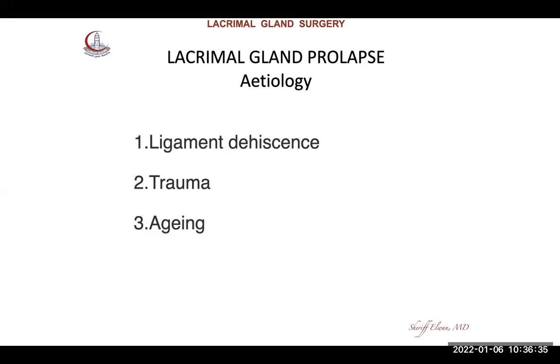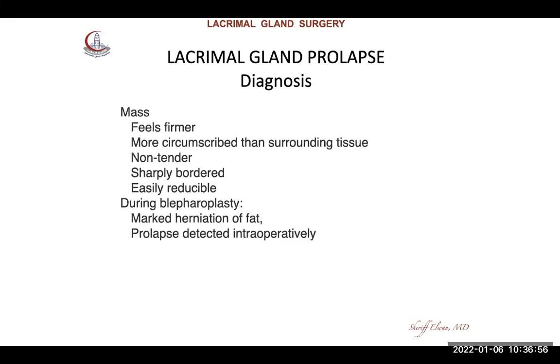And when there is dehiscence between the gland and the periosteum, that is weak ligaments, the gland may then be prolapsed. It may occur as well in cases of trauma where these ligaments are severed, and it may occur as a simple aging process.